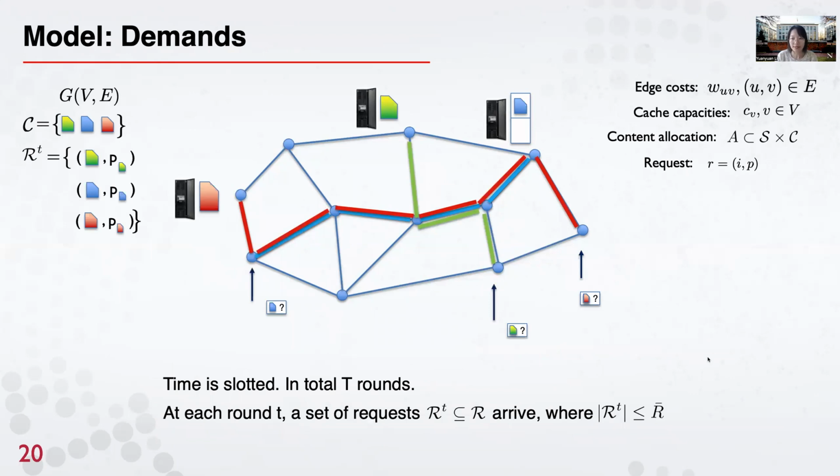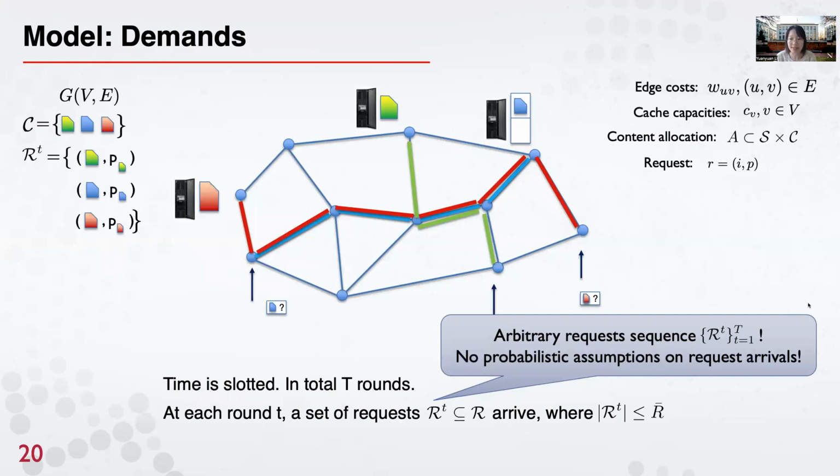In our setting, we assume that time is slotted and requests arrive over a total of T rounds. At each round t, a set of requests R_t arrive in the network. We make no probabilistic assumption on request arrivals R_t and wish to minimize regret in the adversarial setting, that is, with respect to the worst case sequence R_t.